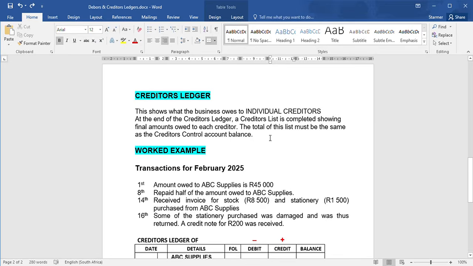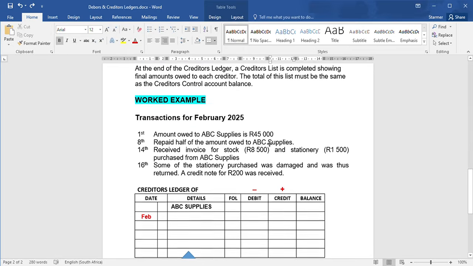So at the end of the creditors ledger, just like the debtors ledger, you'll draw up a creditors list, and that will show the final amounts owed to each creditor that we bought from. And then the total of that list must be the same as the ledger account balance. Alright, let's look at the transactions.